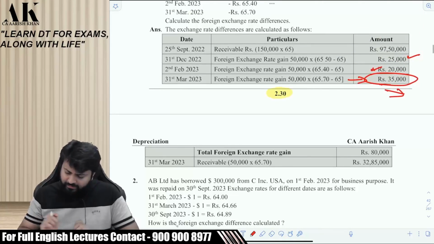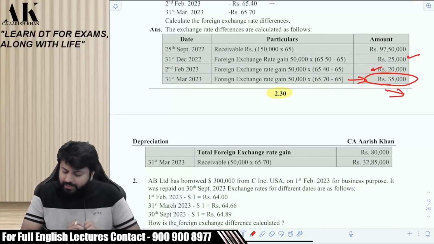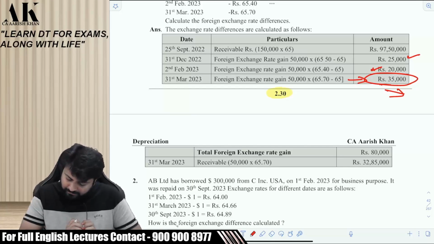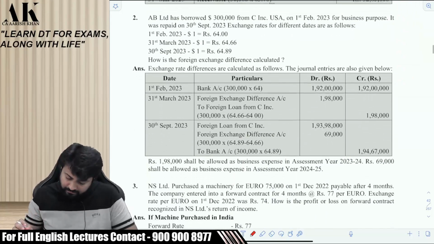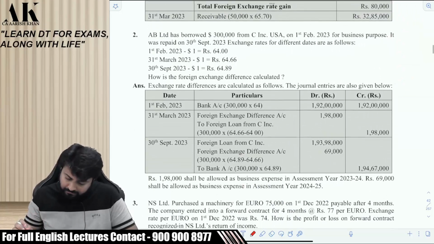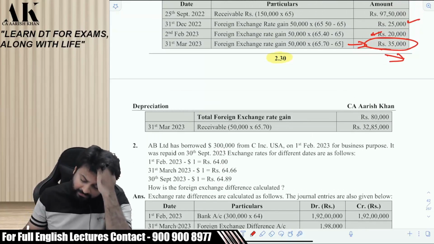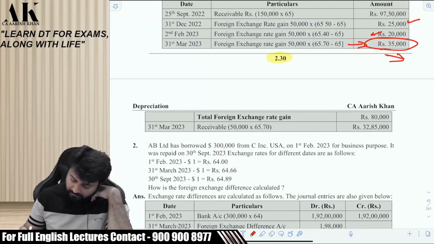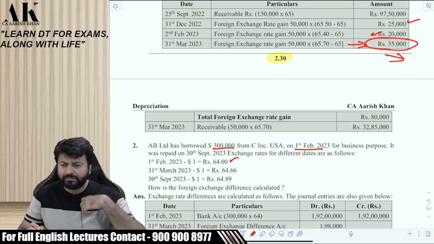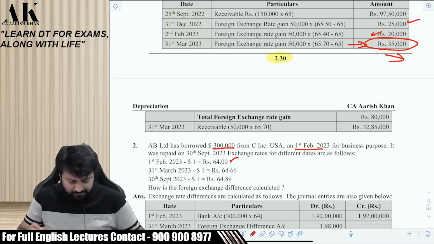Question 2. Let's read. A Limited has borrowed $3 lakh from CINC USA on 1st Feb for the purpose of business. It was repaid on 30th September 2023. Exchange differences for different dates are as follows. So on 1st Feb, when you took the loan, it was 64. So multiply by 64 and amount. How much amount will come? 1 crore 92 lakh.